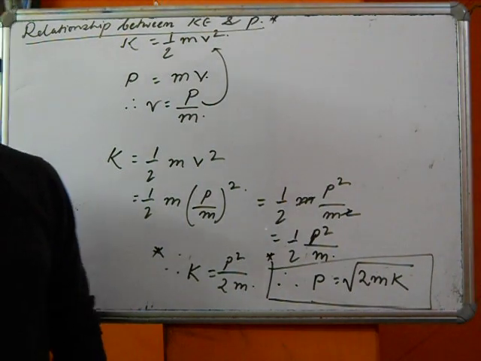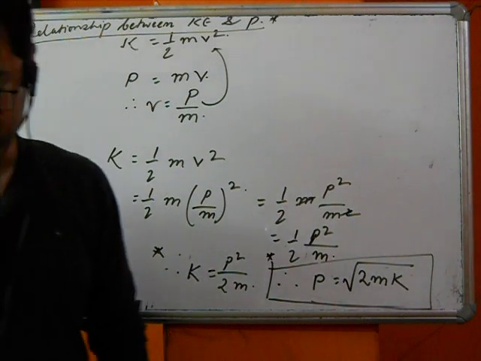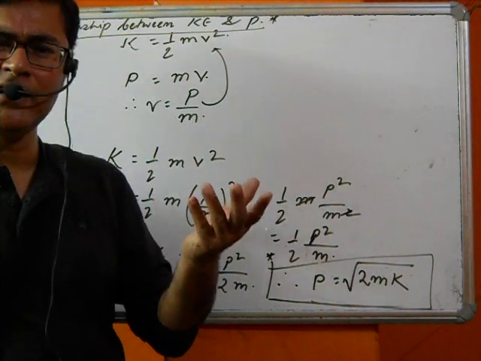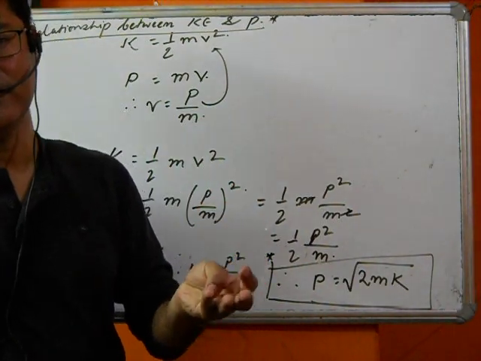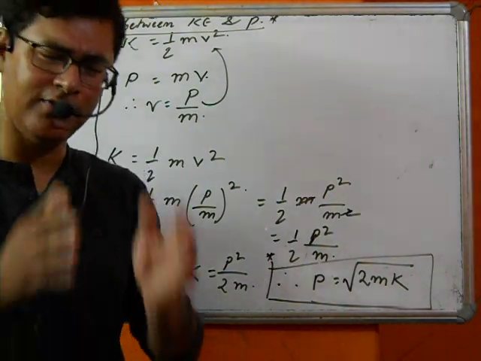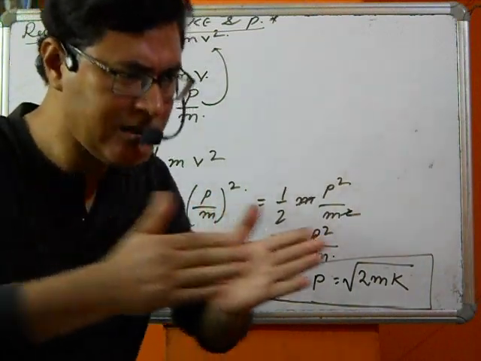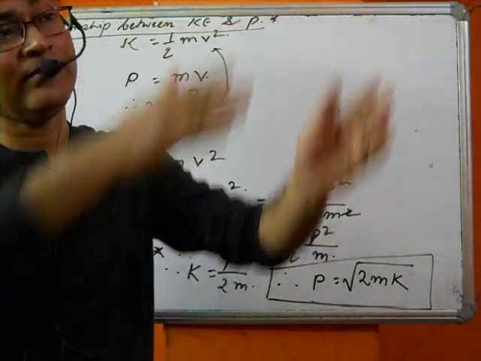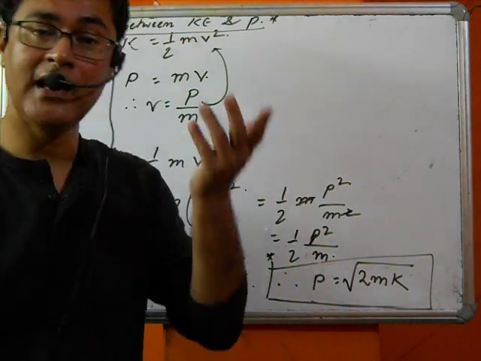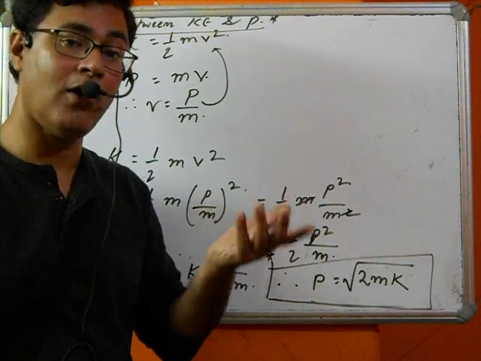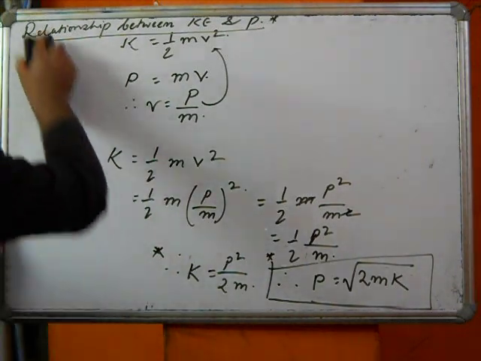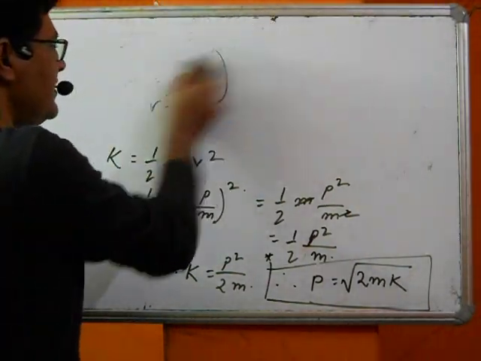Now, there are different forms of kinetic energy which we should be knowing: translational kinetic energy, rotational kinetic energy, vibrational kinetic energy. Now, what do we understand by translational motion? Whenever an object is moving in a straight line or straight path, we say it is in translational motion. So the kinetic energy possessed by an object when it is moving in a straight path is known as translational kinetic energy.